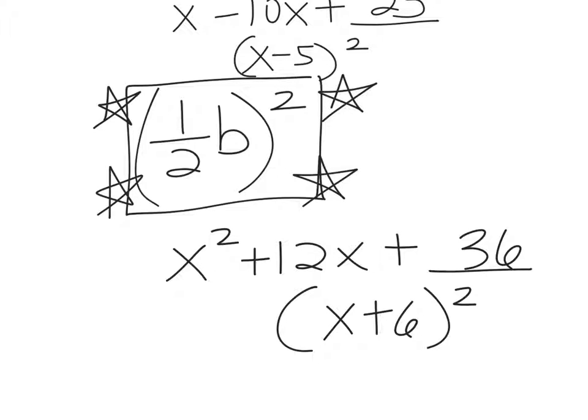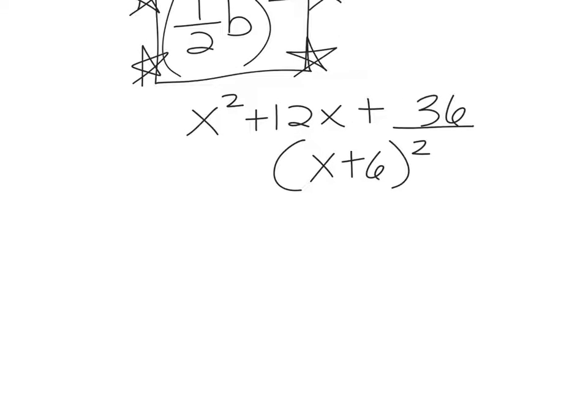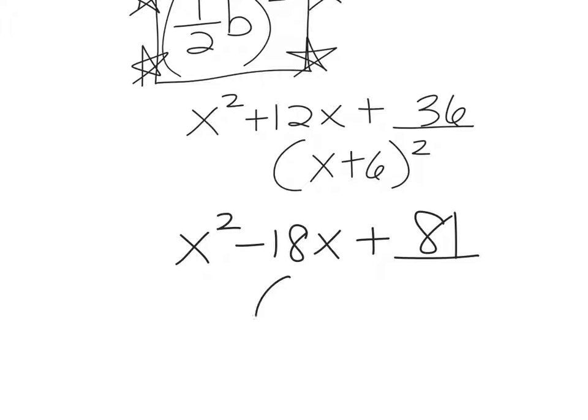Yes, guessing is hard, like trying to figure out a formula in your mind. But once you're given the formula, you just take half the middle term and square that number. You're good. Let's do one more. X squared minus 18x plus blank. By the way, that number on the end is always positive. Half of negative 18 is negative 9. But as soon as I square negative 9, positive 81, and this would be x minus 9 squared.